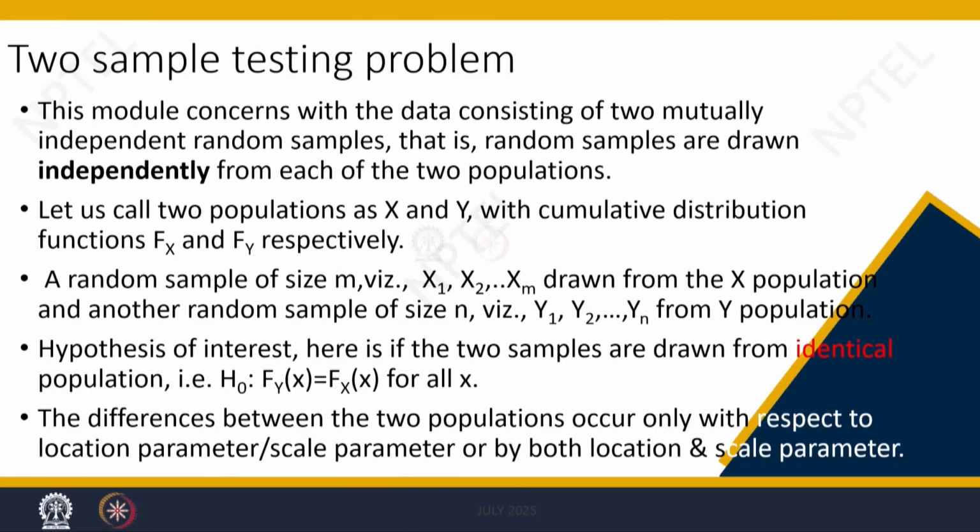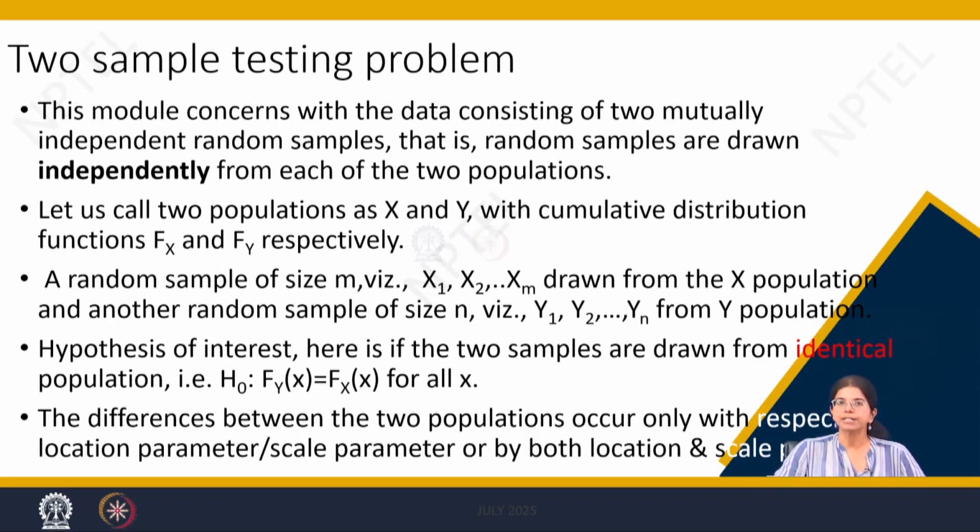What is a two sample testing problem? By this name, it is clear that there should exist two samples. But you have to remember these two samples must be independent of each other. It is not like the paired sample case. In paired samples, even if we have two types of sample, those samples are related to each other, like in a before and after situation. But in two sample problems, these two samples are coming independently from two different populations.